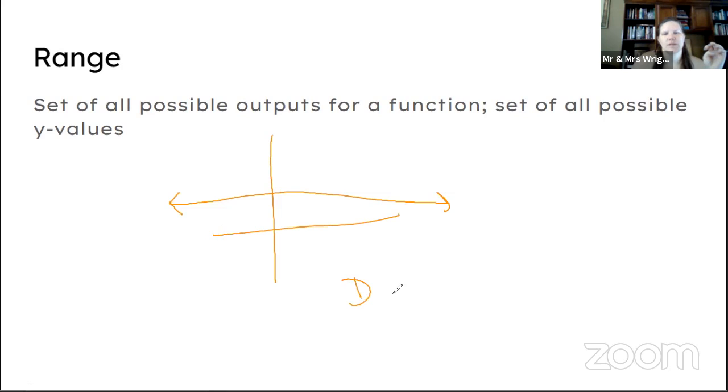So when you had a linear function, if we had a horizontal line, for example, the domain was all real numbers, but the range is going to be, let's say this is 3. So the range in this case would just be 3. It doesn't go above 3 and it doesn't go below 3. So the range is just the output value or the y values.